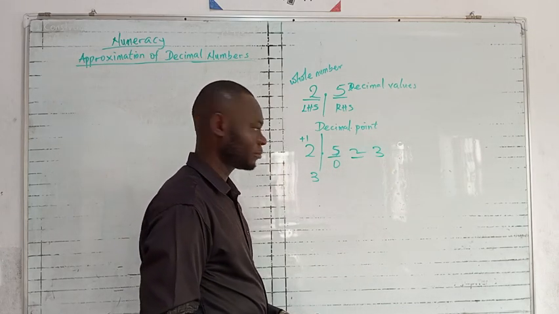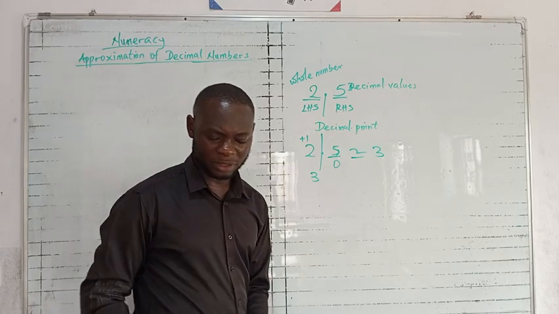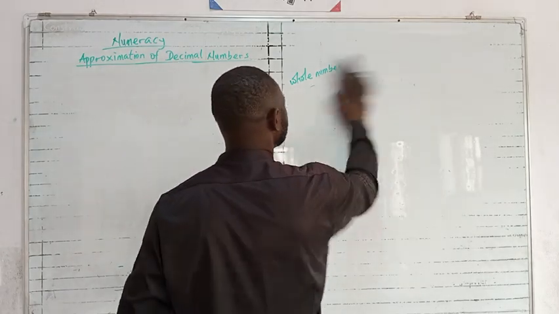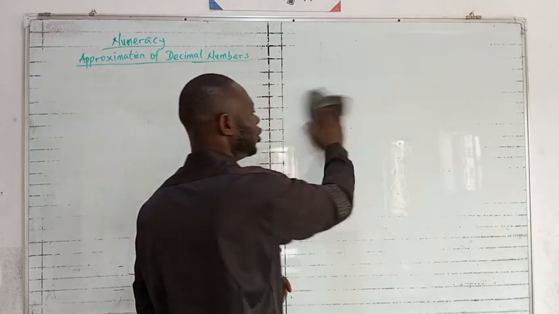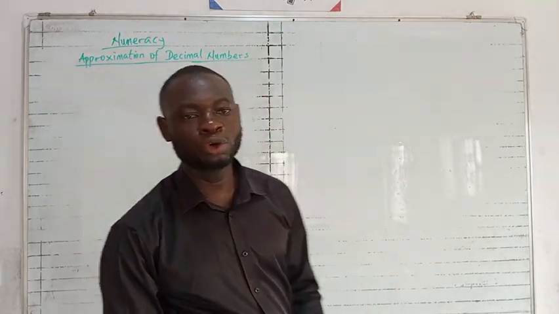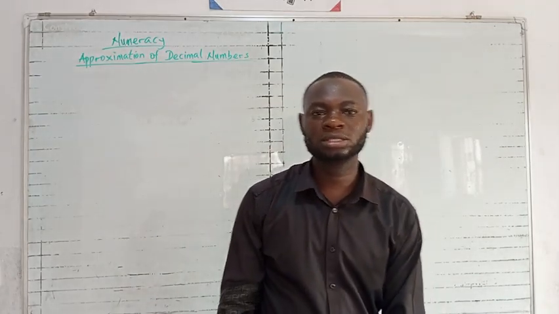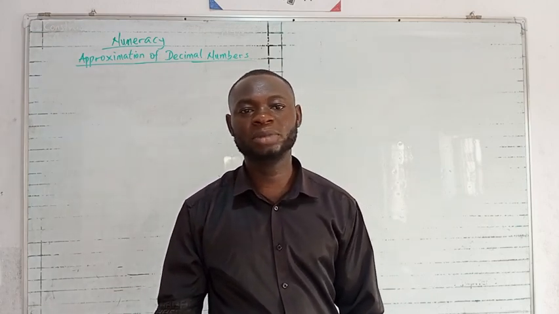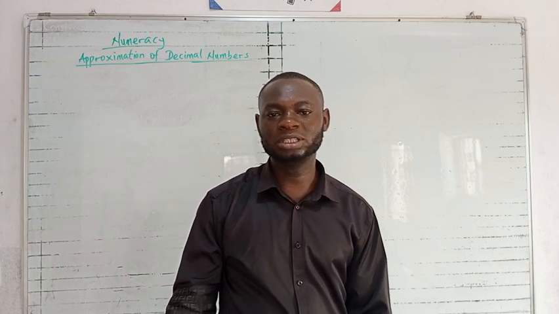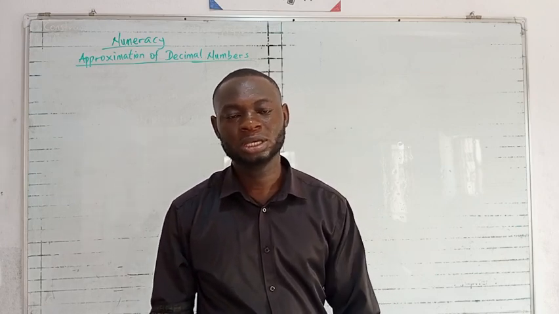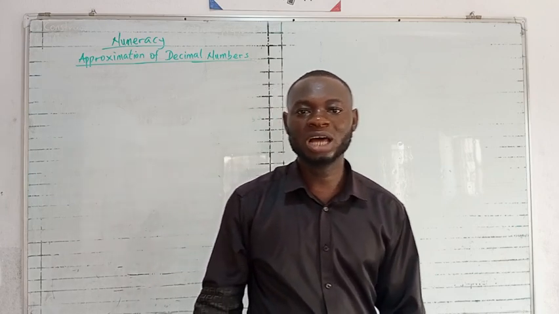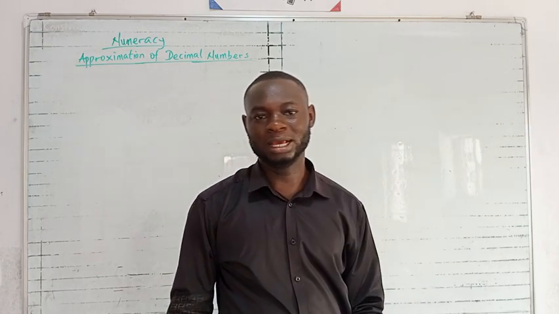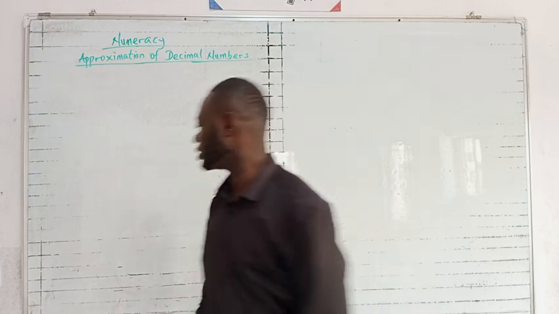Okay? Good. Having said all this, let's solve some examples to help us understand more about rounding decimal numbers to the nearest whole number, rounding decimal numbers to 1 decimal place, 2 decimal places, 3 decimal places, and we stop at 4 decimal places, which you know it continues like that. Okay? So let's look at example number 1.